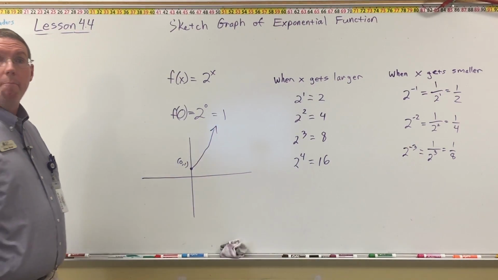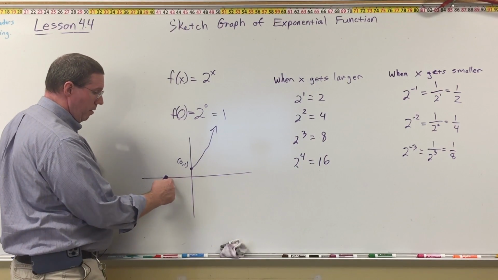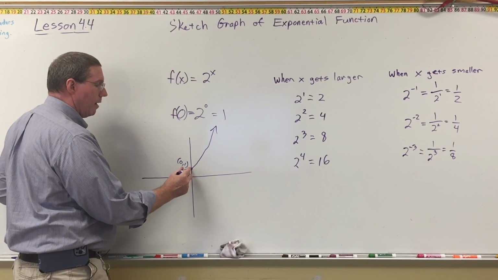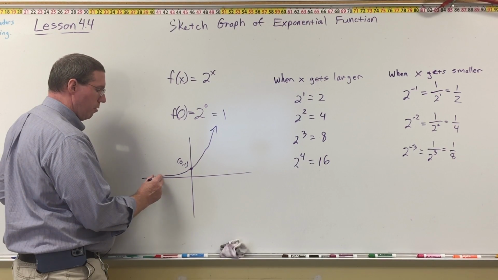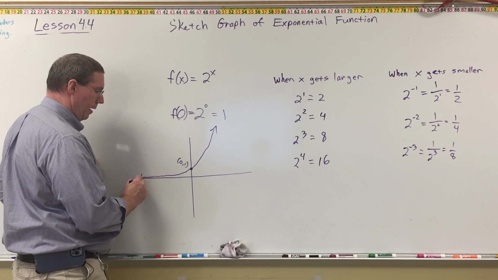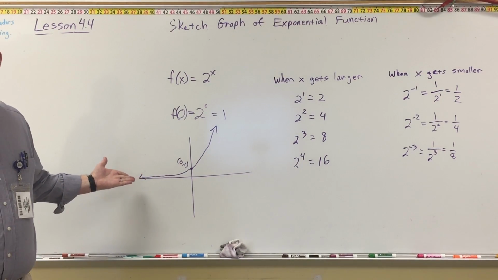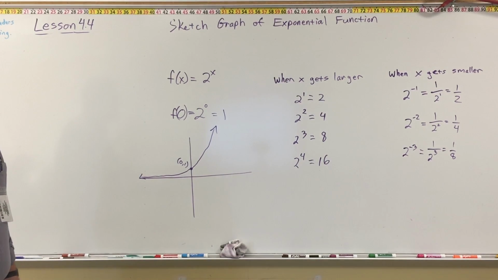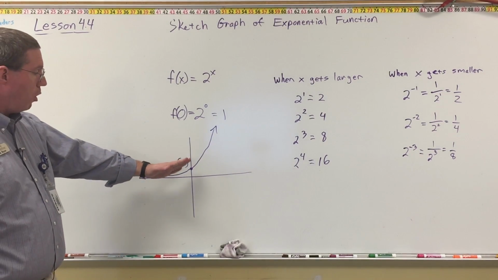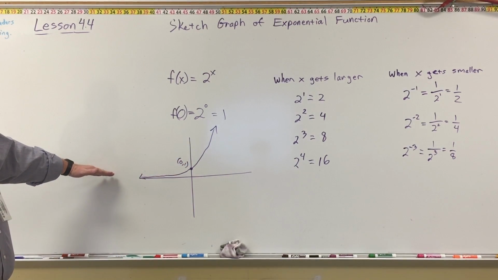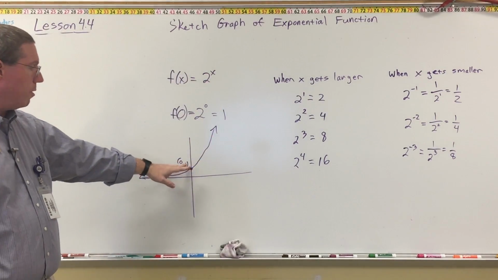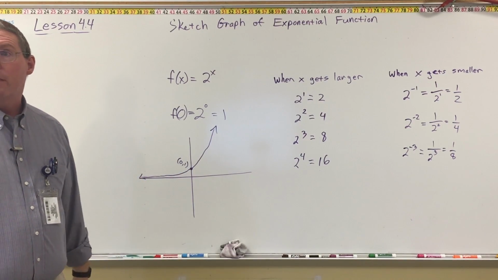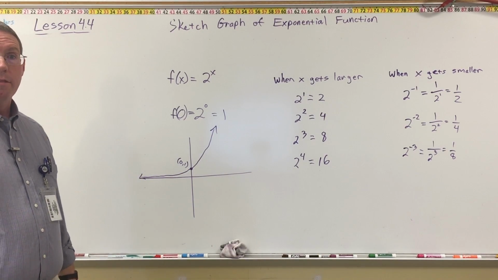Okay? But as x becomes negative, it does shrink. It gets smaller and smaller, but it's bounded by 0. So it gets closer and closer to 0 without actually touching 0. It essentially goes sideways. We call that a horizontal asymptote. So what you're looking at here, this shape where we're flat on the left, but we're steep on the right, and we pass through the point 0, 1, that's an exponential function. Okay. That's an exponential function.